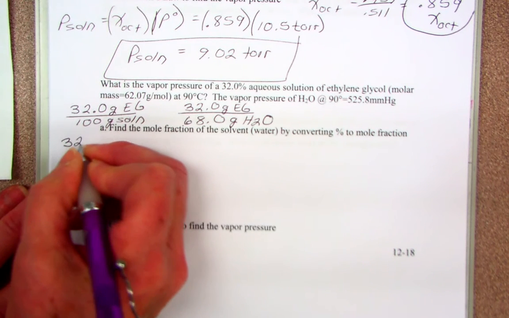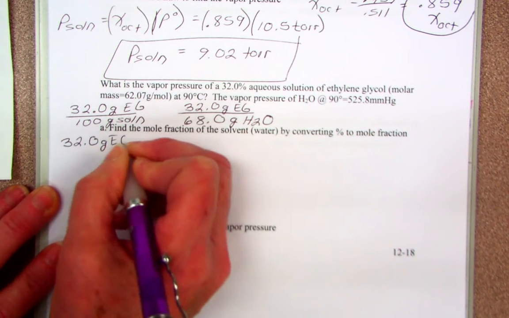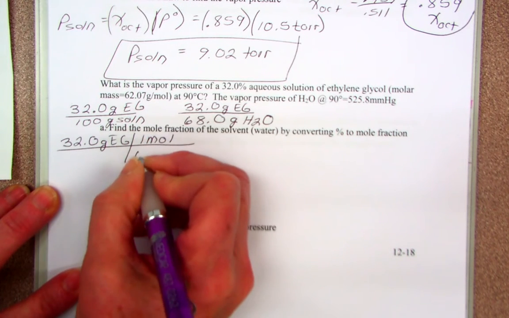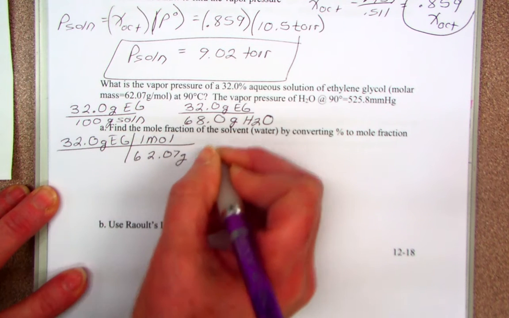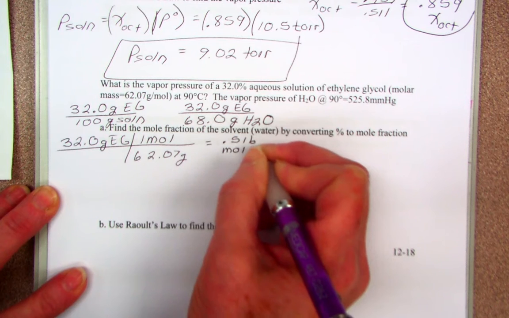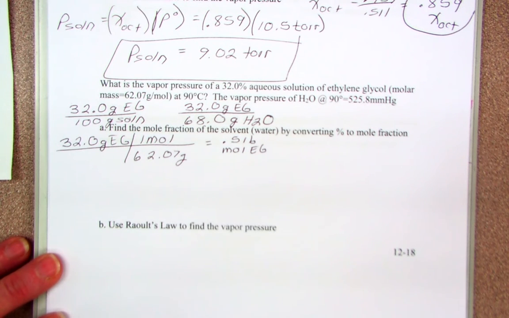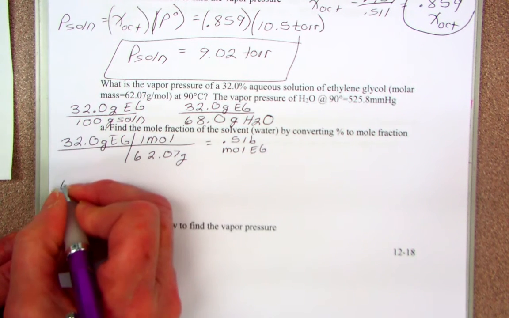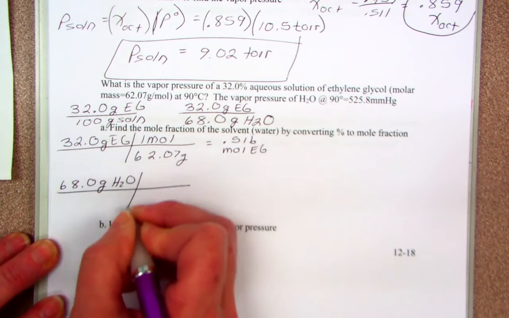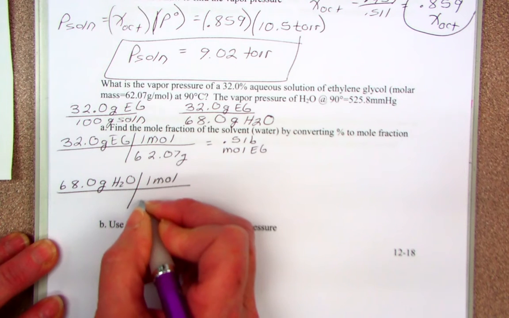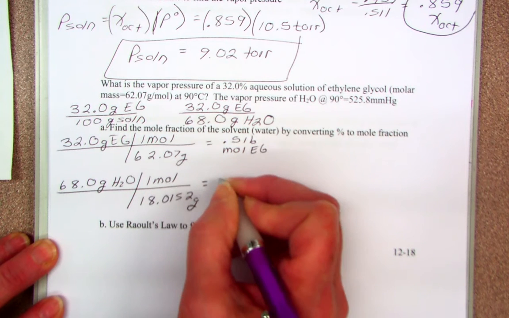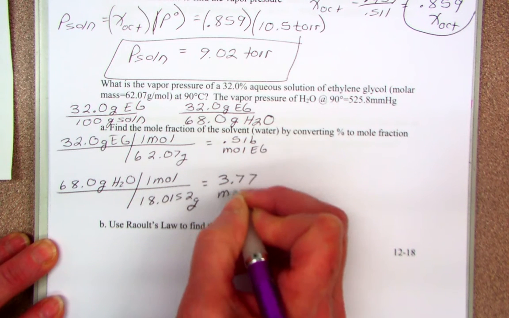So in my sample, my 32 grams of ethylene glycol, I'll change that into moles. 1 mole of ethylene glycol is 62.07 grams. So I have 0.516 moles of ethylene glycol. Now I'll do the same conversion for the water. I have 68 grams of water. I know from my periodic chart that 1 mole of water is 18.0152 grams. So I have 3.77 moles of water.